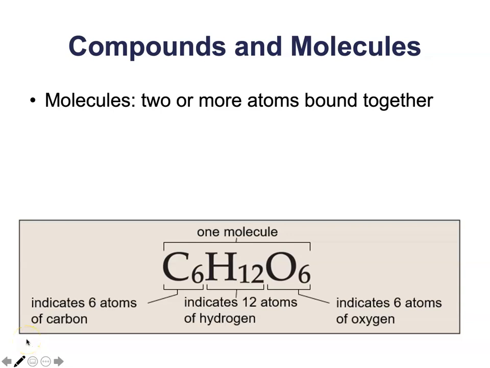So now that we've talked about the individual shape and structure of an atom, we're going to start to look at compounds and molecules. A molecule is going to be two or more atoms that are bound together. A compound, if you hear that term, is going to be a molecule that contains at least two different elements. So all compounds are molecules, not all molecules are compounds. It's kind of like how all squares are rectangles, not all rectangles are squares.